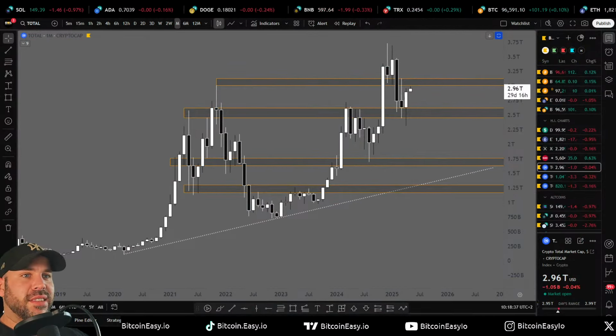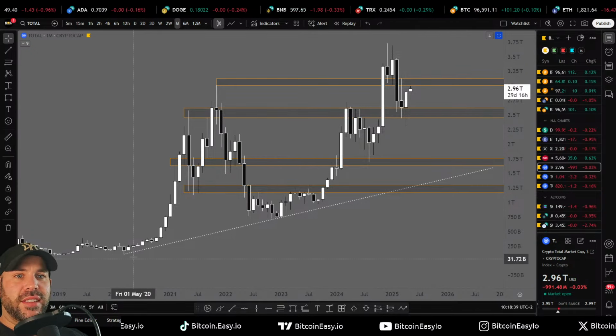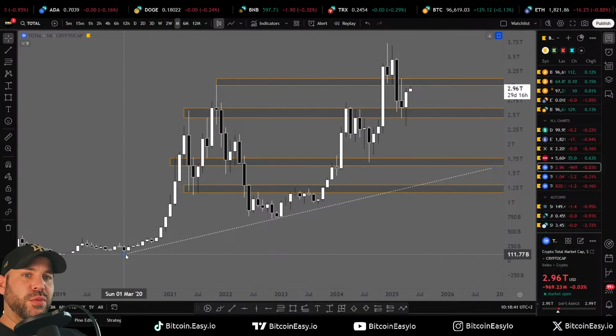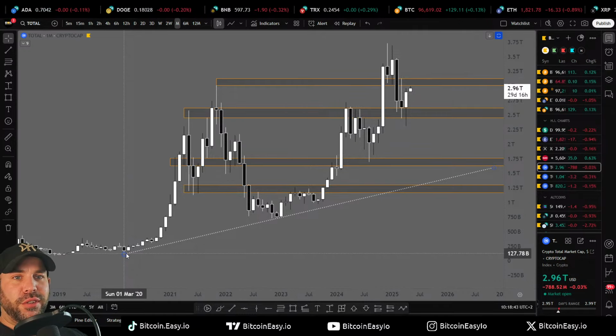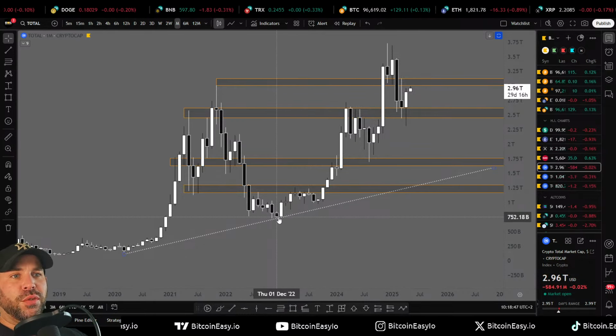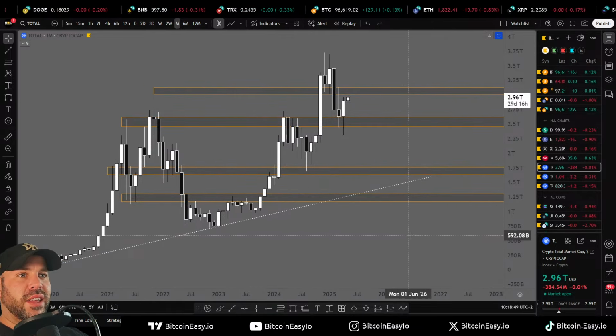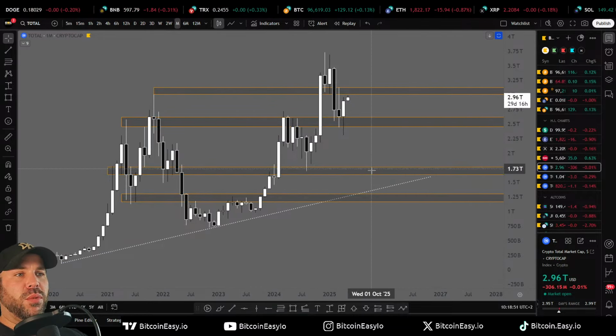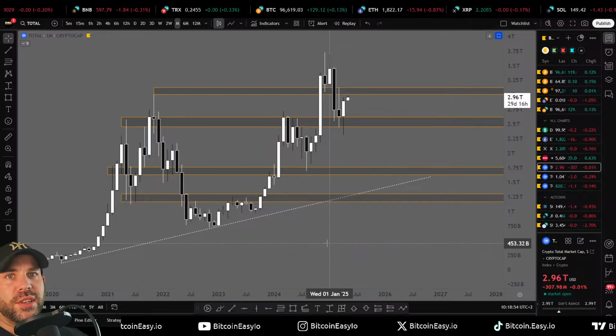Here you can see that we're in a massive uptrend. We're connecting the bottoms from the bear market of 2020 after that massive crash back in March, and then the bottoms from the bear market of 2022. And now we can see that it's connecting really nicely at the bottom here with this key area as well, which we'll get to in a second.